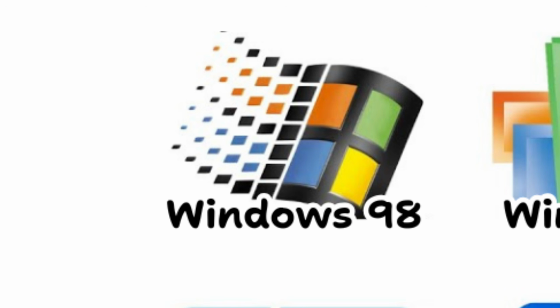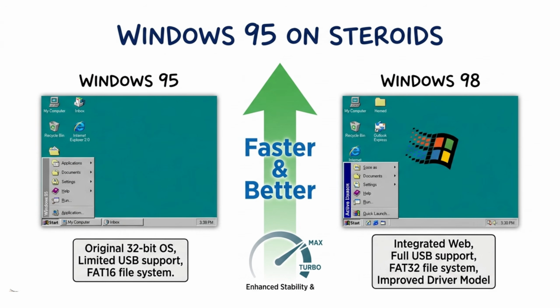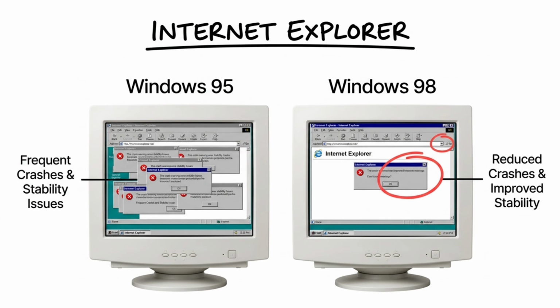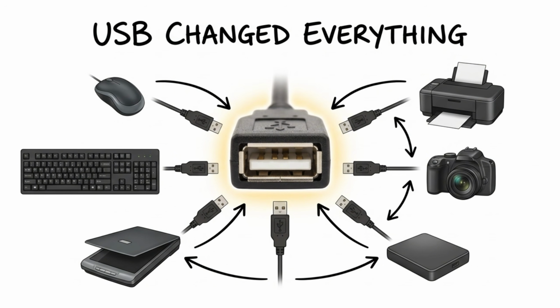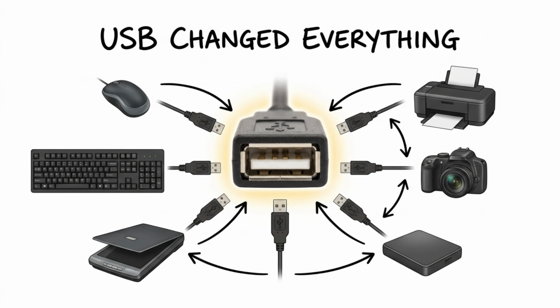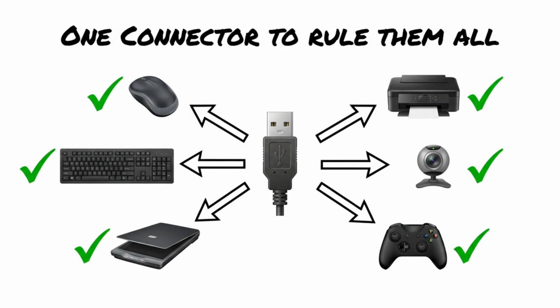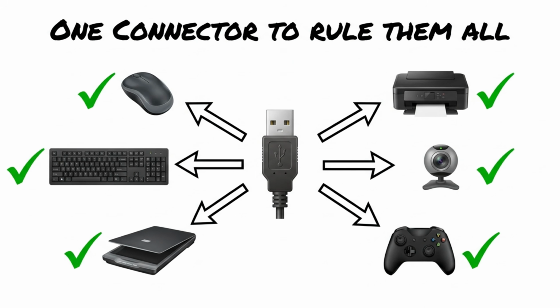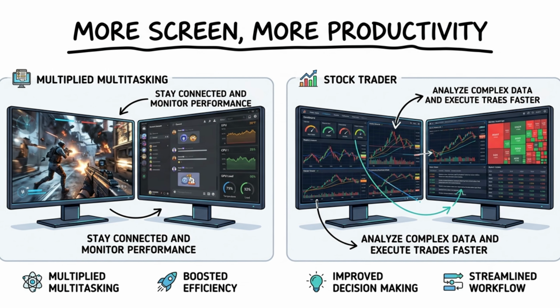Number 5. Windows 98. 1998 brought Windows 98. Think of it as Windows 95 on steroids. Internet Explorer still crashed, but less often. The real hero? USB support. Before USB, every device had its own weird port. Serial, parallel, PS2, you name it. Windows 98 said one connector to rule them all. Mice, keyboards, scanners, all could use the same USB port. Also, dual monitor support. Gamers and stock traders could finally have 2 screens side by side.